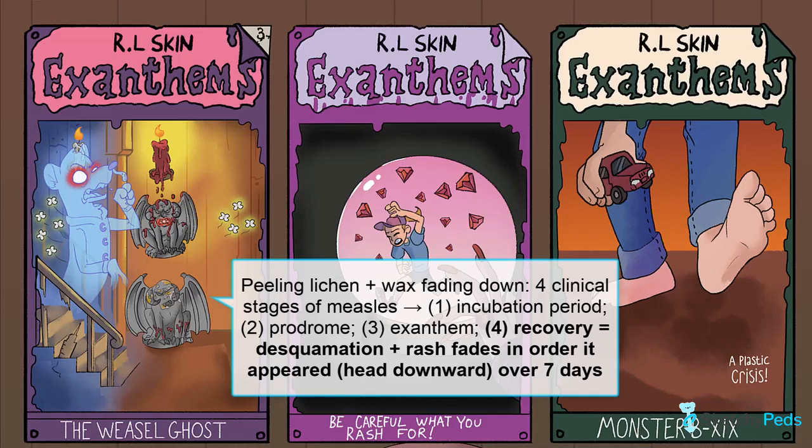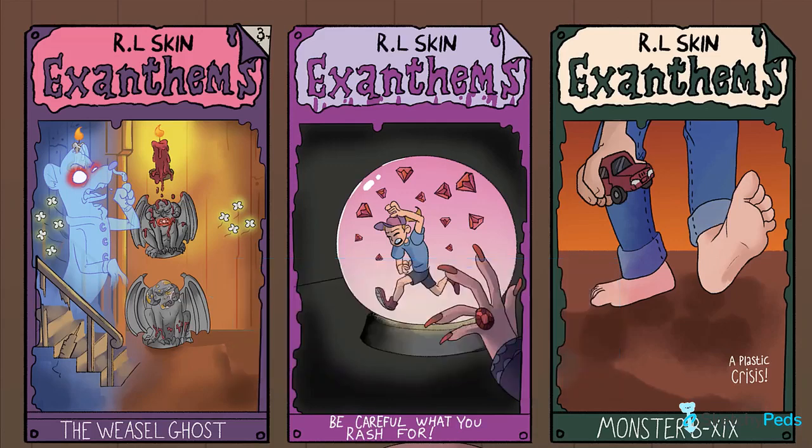The rash lasts 7 days and fades in the order it appeared, from head to toe. You'll see that our second gargoyle also has wax on the lower half of its body, as if the wax has been dripping down the statue, just like the rash would dissipate.